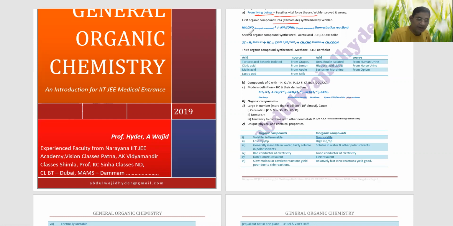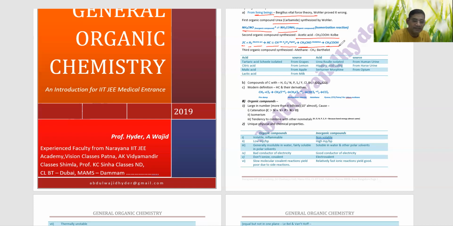How he prepared it, that I already told you: ammonium cyanate on heating will get converted into urea or carbamide. And this reaction is known as isomerization reaction. And the second organic compound was acetic acid. And who synthesized it? Kolbe. How he synthesized it? Carbon plus H2 in an electric arc will give you ethine, acetylene. This ethine or acetylene is an organic compound, and on hydration with H2SO4 will give CH3CHO, and the CH3CHO on oxidation will give acetic acid.